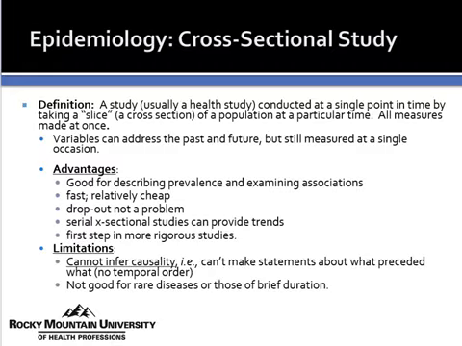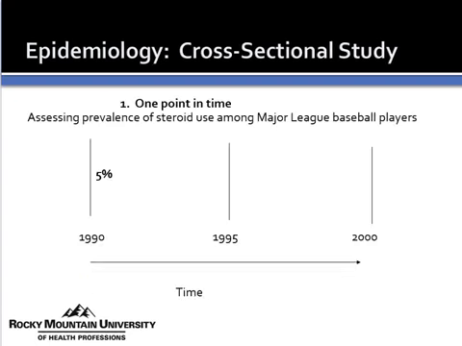Advantages of these studies: they're good for describing prevalence and examining some associations. They're fast and relatively cheap to do. You don't have dropout as a problem. Serial cross-sectional studies can provide trends and the first step in more rigorous study. There are limitations to these studies in that they cannot infer causality, and they're not good for rare diseases or those of brief duration. Here's an example of serial cross-sectional studies.